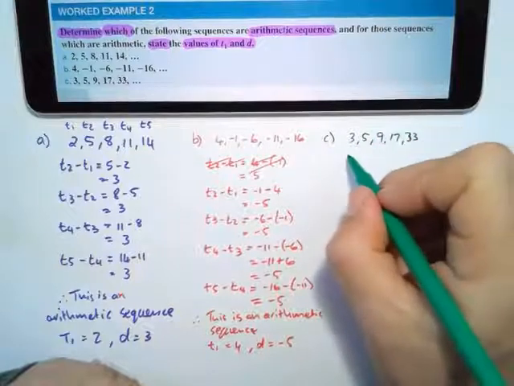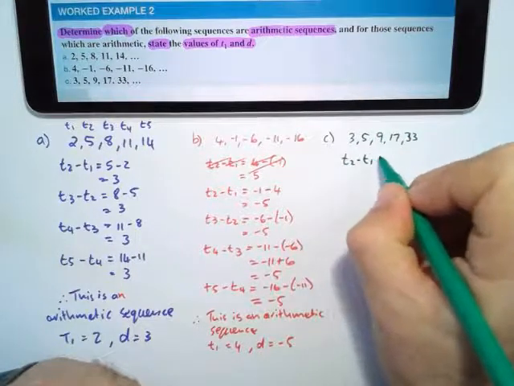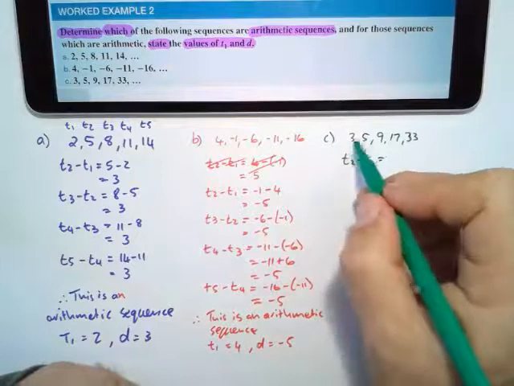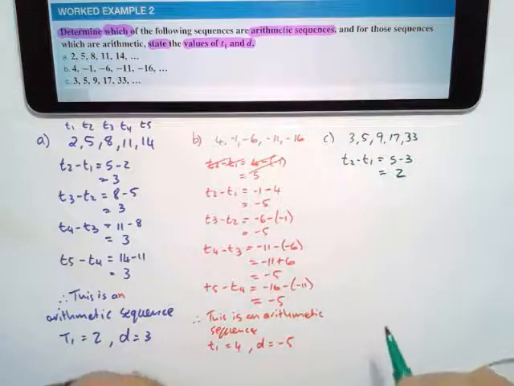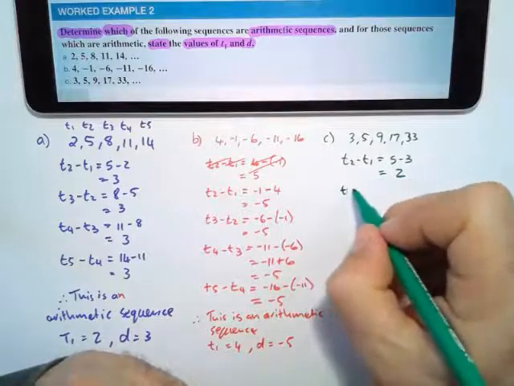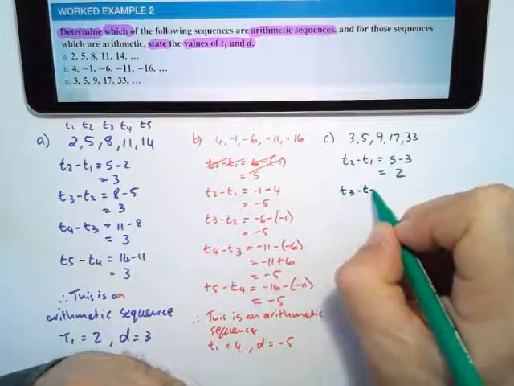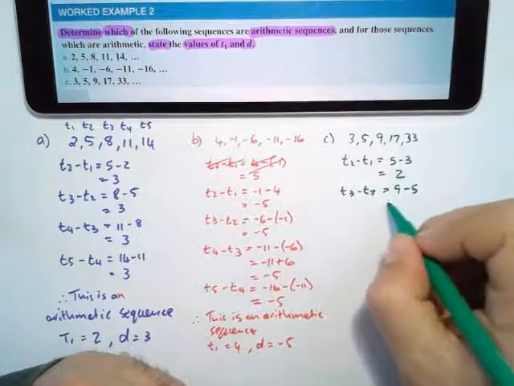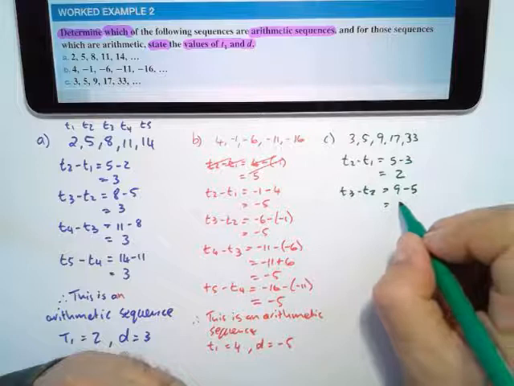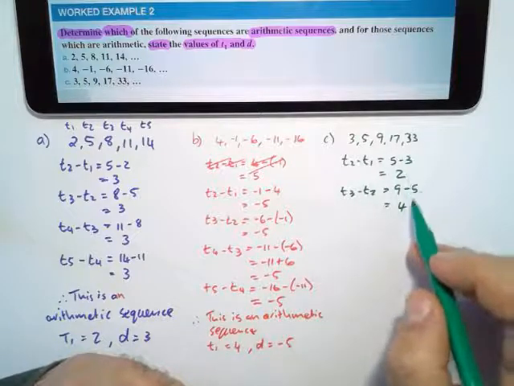Same deal. I'm going to say, what's T2 minus T1? I'm not going to make the same mistake. I'm going to say 5 take away 3, which equals 2. What is T3 take away T2? The difference between those two is 9 take away 5, which is 4. So I can immediately see that there's not a common difference.